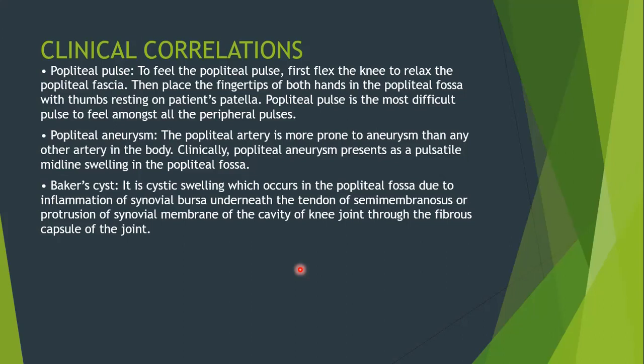Then you have another condition known as the Baker cyst, which is a cystic swelling that occurs in the popliteal fossa due to inflammation of the bursa. A bursa is a fluid-filled cavity which is responsible for lubrication. Inflammation of the synovial bursa underneath the tendon of semimembranosus, or protrusion of the synovial membrane of the knee joint cavity through the fibrous capsule of the knee joint, will lead to a cystic swelling known as the Baker cyst. So this swelling will be non-pulsatile. An aneurysm will have a pulse, this won't.